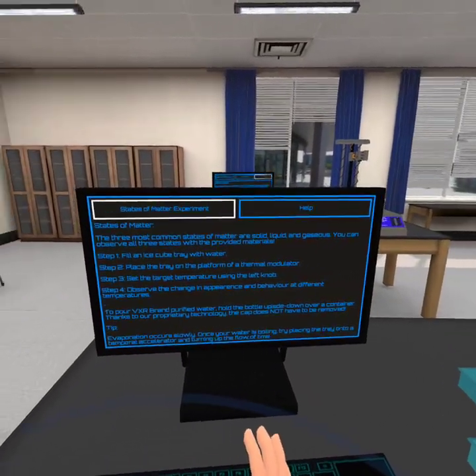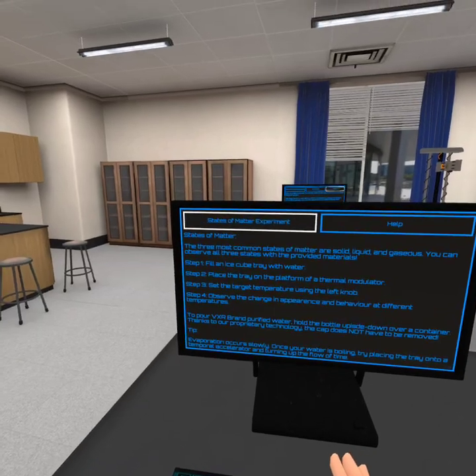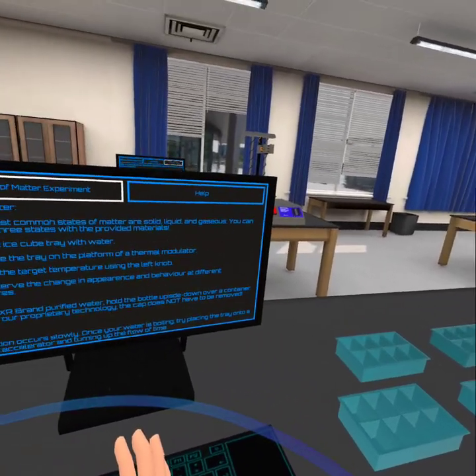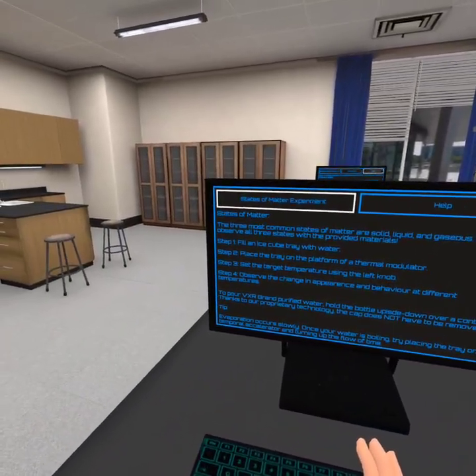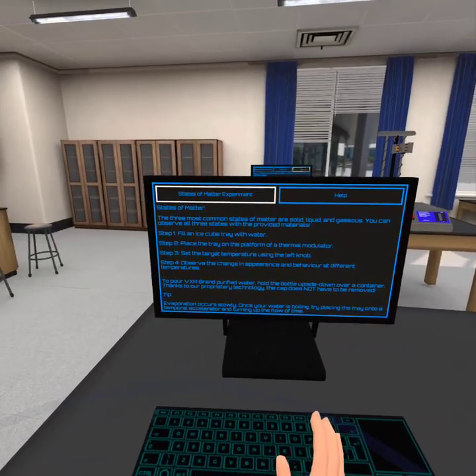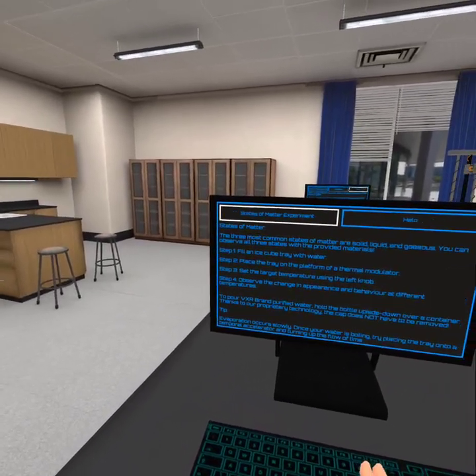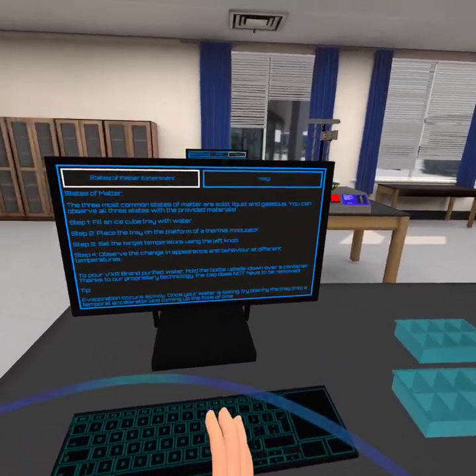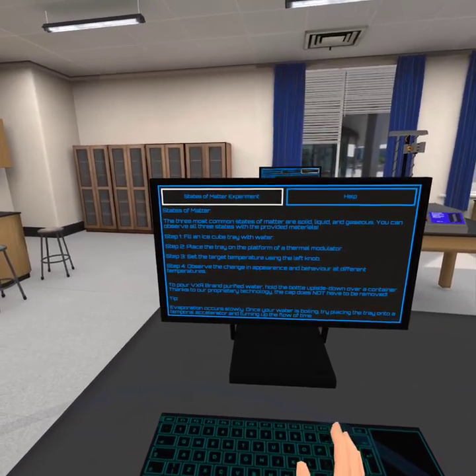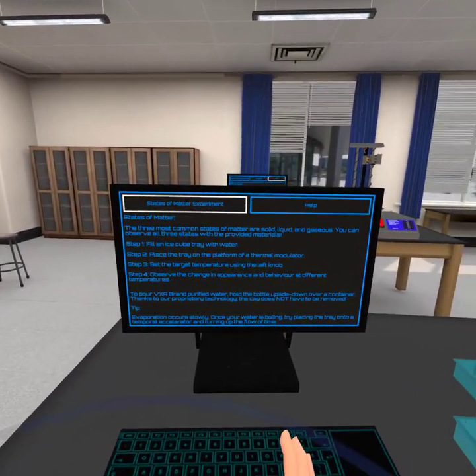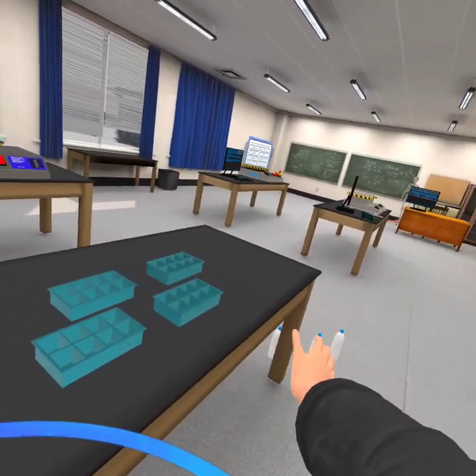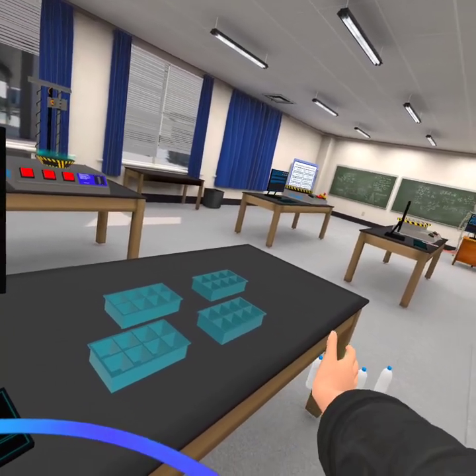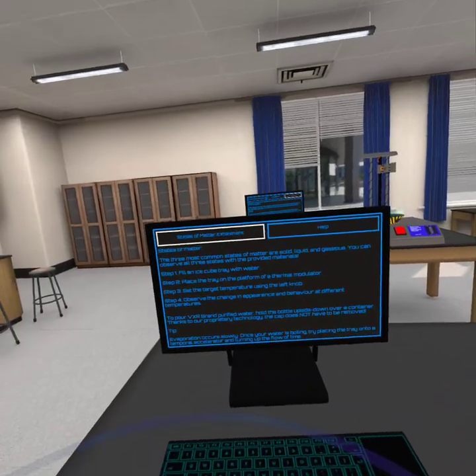Here it gives us a brief about what states of matter are and their types. Can everyone read that? The 3 most common states of matter, as we all know, are solid, liquid and gaseous. You can observe all these 3 states with the provided materials here. As I can see, the purified water bottles are not on the table. So how do we get those water bottles on the table?